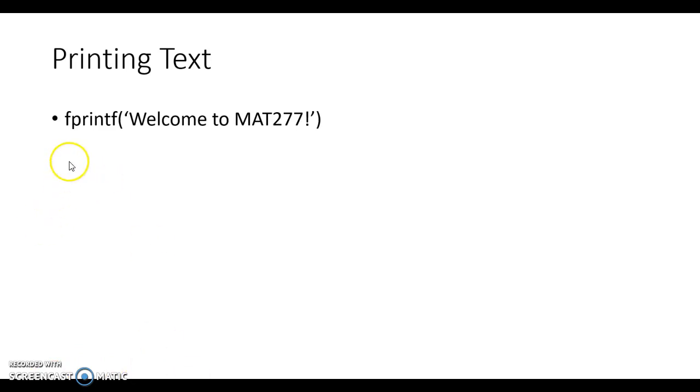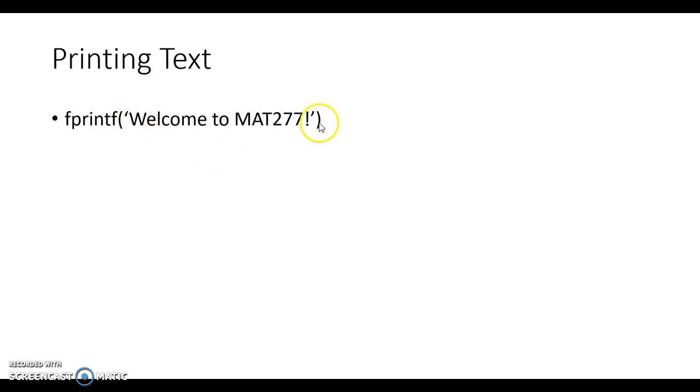Another thing we often want to do is print text. There are lots of different functions. We'll just stick with the fprintf function. Notice this has sort of function notation, right? When we think of function notation, we think of f of x. In this case, the function name is fprintf. The parentheses indicate what parameter you're feeding that function. And in this case, the only parameter is the text 'Welcome to MAT 277'.